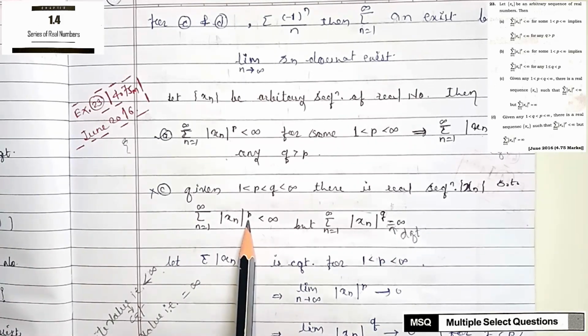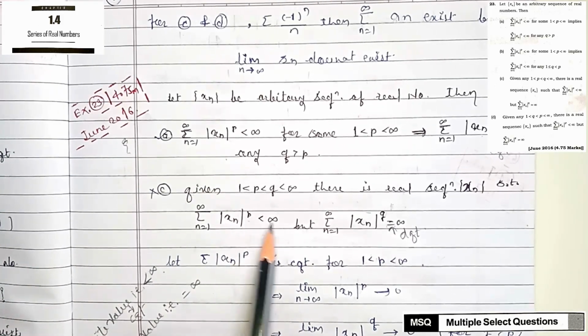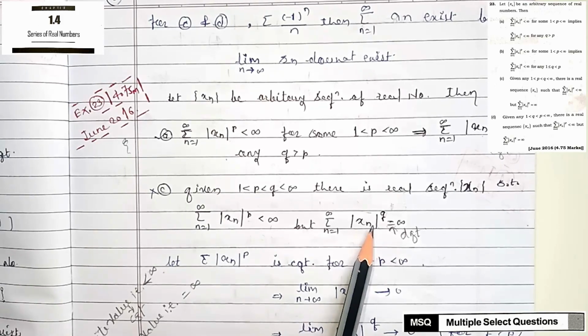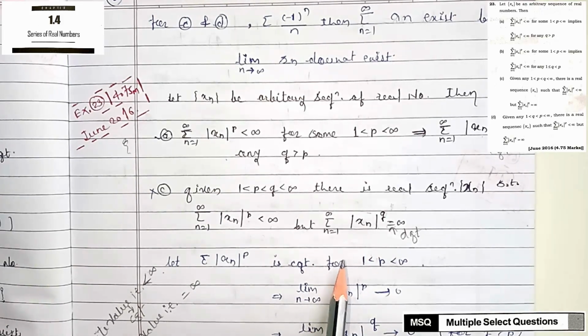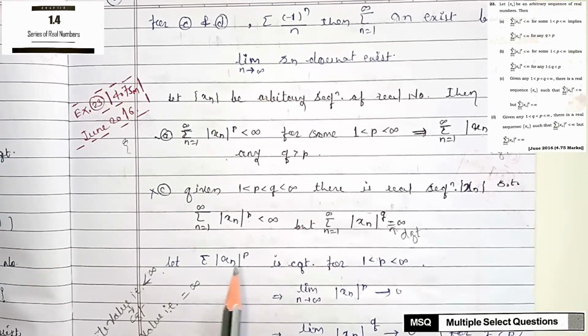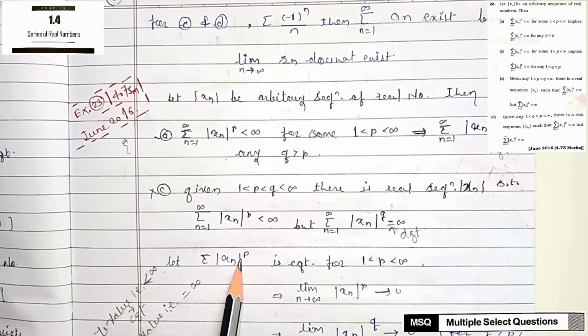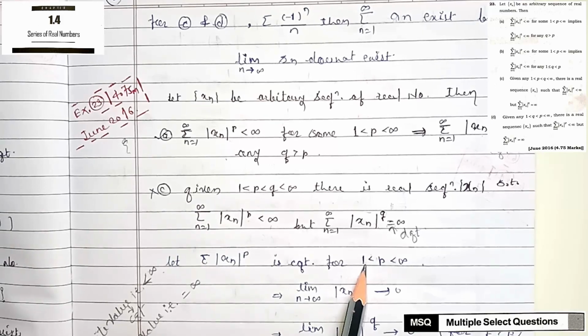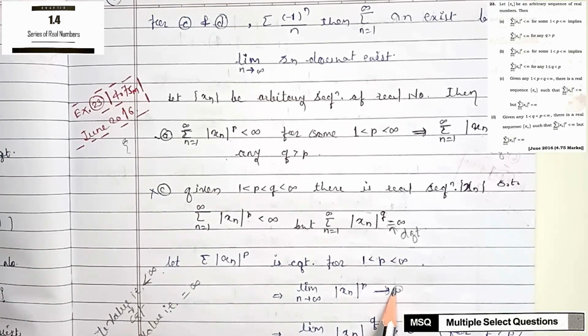If a finite series converges here, can it go to infinity? It is never possible. But let us verify with a counter example. We have taken a series xn raised to p that is convergent, for 1 strictly less than p strictly less than infinity, given in our question. That means it converges to some particular point.